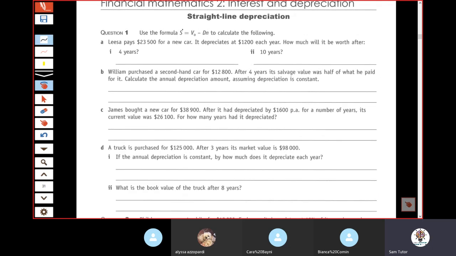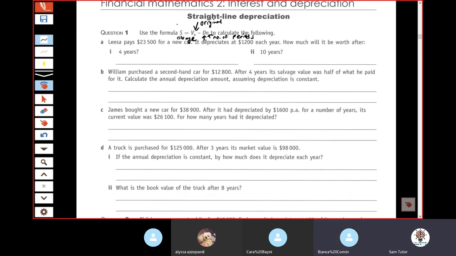So straight line depreciation. You'll be given this formula. S just means the salvage value, meaning the price you can sell it for today. V0 is the original value. D is your depreciation rate or amount, so how much it's depreciated by, like in this case it's saying 1200 each year. N is obviously the number of years, or number of periods, in case it's not years.